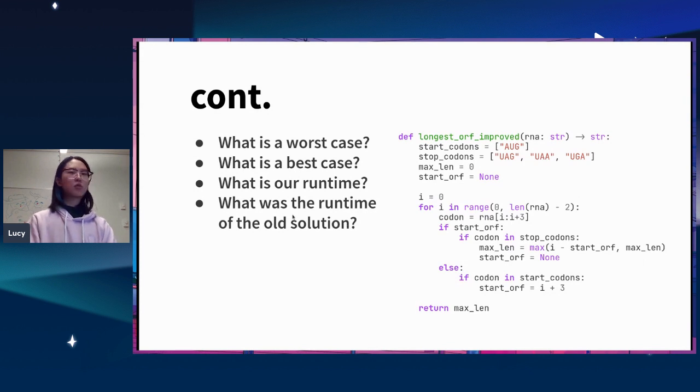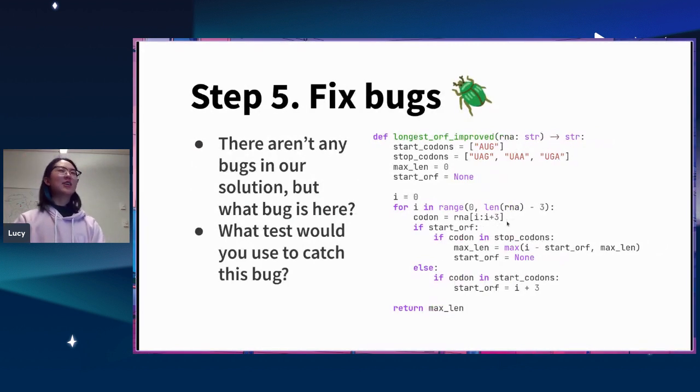And then the runtime of our old solution was n squared. So that would grow quadratically. So that means if our string was 10 letters, it would run for 100 seconds. If it was 500 letters, it would run for a very long time. So 500 squared.